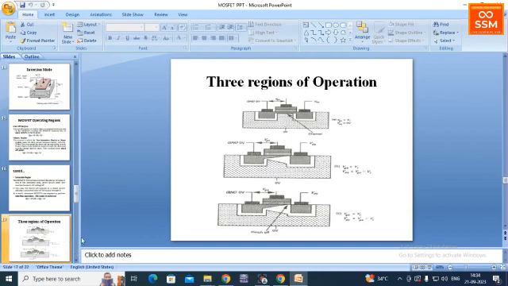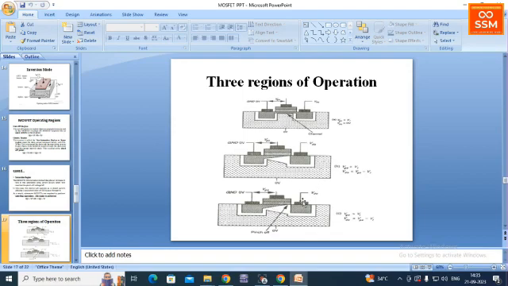So this region is the channel, and in this last region, the saturation region, that channel is cut off because of the increased depletion region near the drain terminal. The value of VDS at which this channel is cut off is called the pinch off voltage, and this condition is called the pinch off condition. Once this condition occurs, the drain current flowing from source to drain becomes saturated.